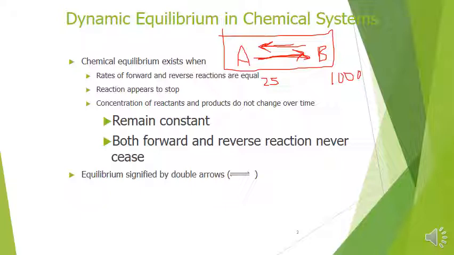When you look at the system, you see that there are 25 A's and 1,000 B's, so it looks like it's static. But actually what's happening is that A might be making 5 B's per second, and going back the other way, there might be 5 B's going to A's per second. So the rate of the forward reaction is equal to the rate of the reverse reaction. So it's dynamic, all right?